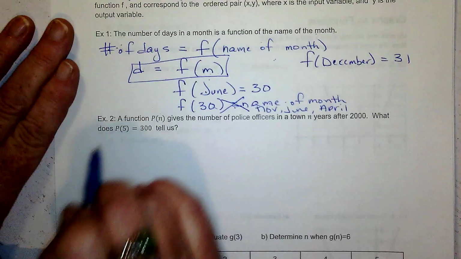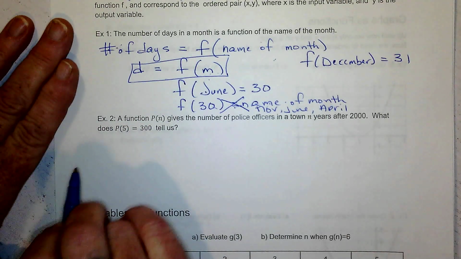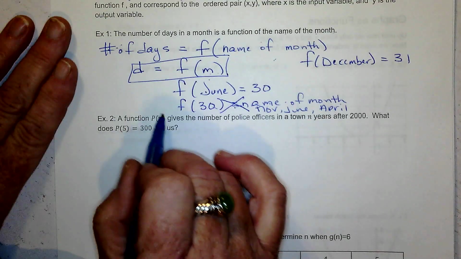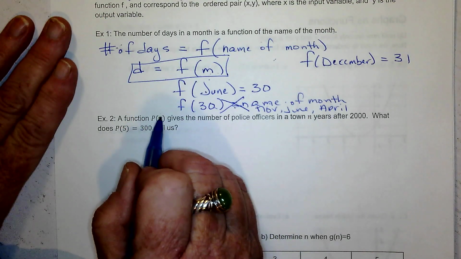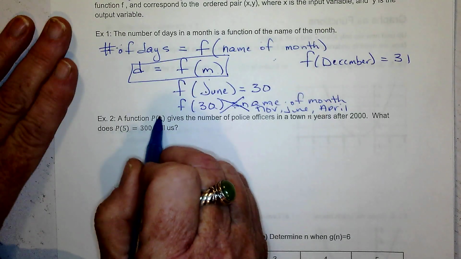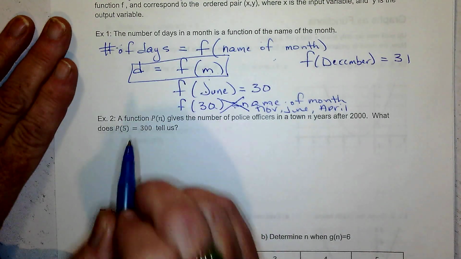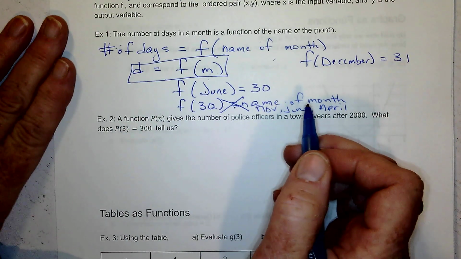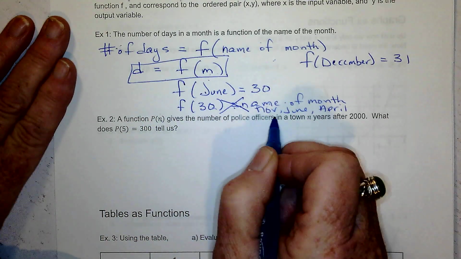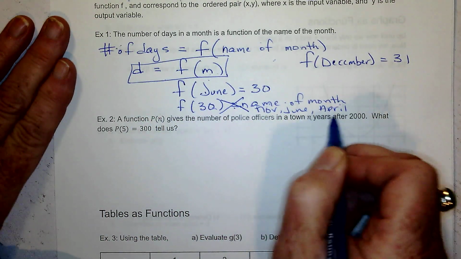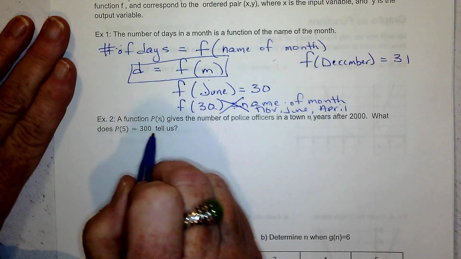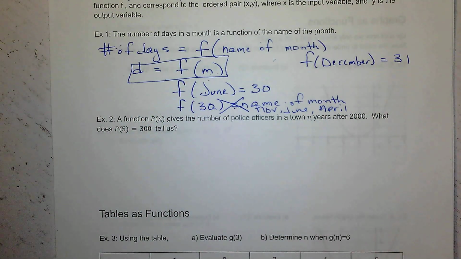So let's go to example 2. And this is something you're going to see as well in your next class. A function p of n, so this is going to be comparable to our f of x, where our n is our input, and whatever p of n is equal to is our output. It's our y value. And if p of n gives the number of police officers in a town in years after 2000, what does p of 5 equal 300 tell us?